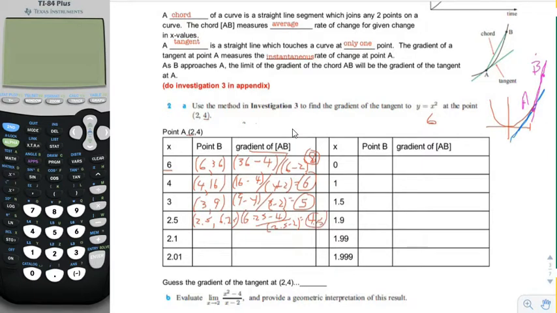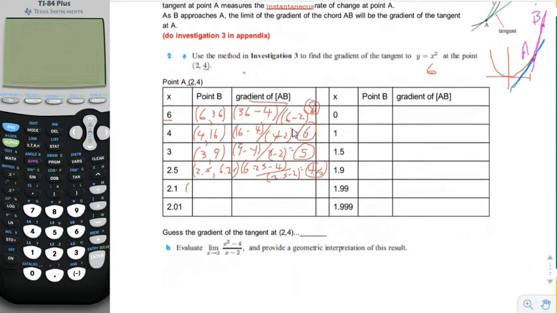Okay, and then we're going to get even harder here. 2.1 squared. We'll have 4.41. Okay, and then we'll have 4.41 minus 4 divided by 2.1 minus 2. So 4.41 minus 4 is 0.41, divided by 2.1 minus 2, which is going to be 0.1. It's going to be 4.1.